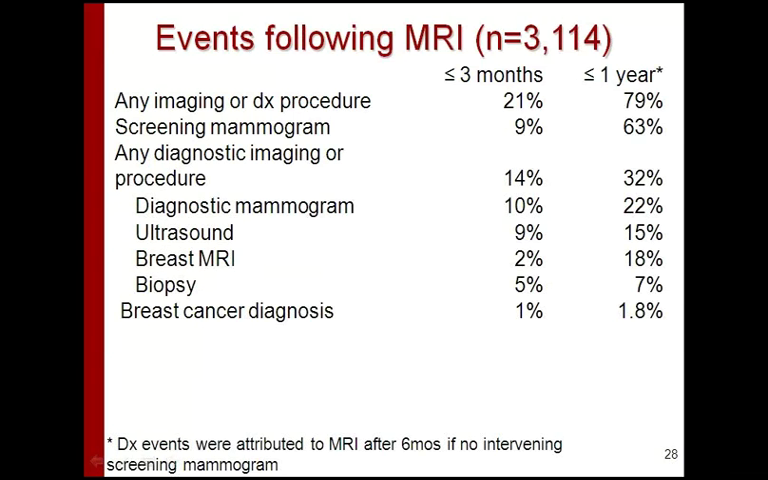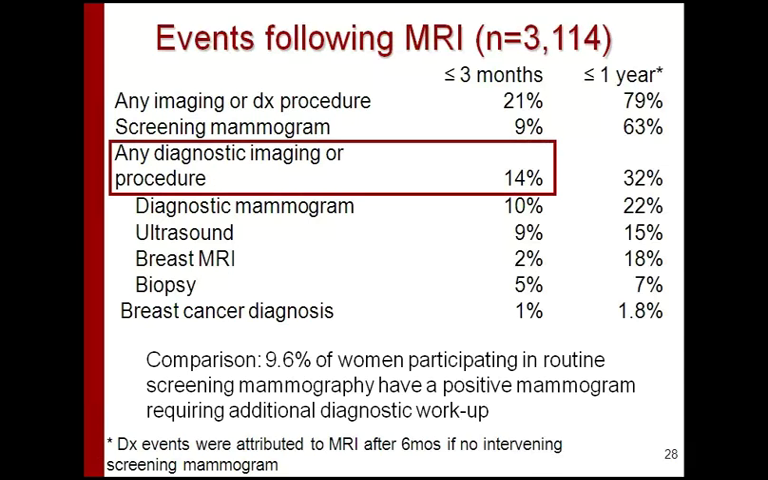So of our 3,000 screening MRIs, we looked at what percentage of them resulted in different imaging at 3 months, and then by a year. 21% had any imaging or diagnostic procedure. That includes screening mammography at that time, because remember, it's recommended to be used in conjunction with mammography. If you drill down, 14% had any diagnostic imaging or procedure within 3 months or 90 days of that breast MRI. So that's what we're calling positive here.